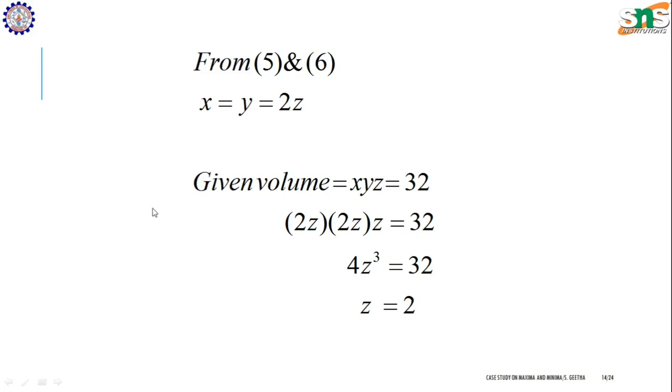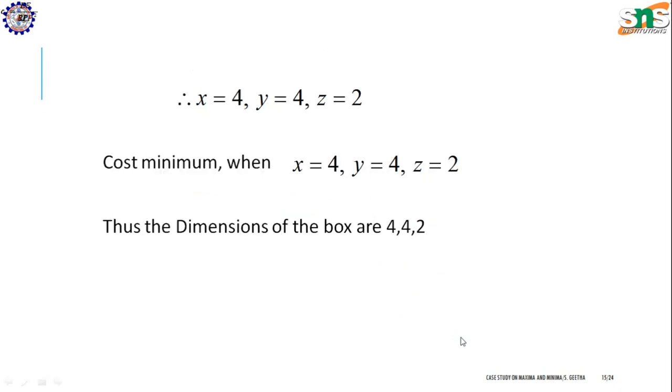Here they have given volume xyz = 32. So replacing x and y by z, we get 2z · 2z · z = 32. Finally we get 4z³ = 32, which means z = 2. Therefore x = 4, y = 4, z = 2. Cost is minimum when x = 4, y = 4 and z = 2. Thus the dimensions of the box are 4, 4, 2.